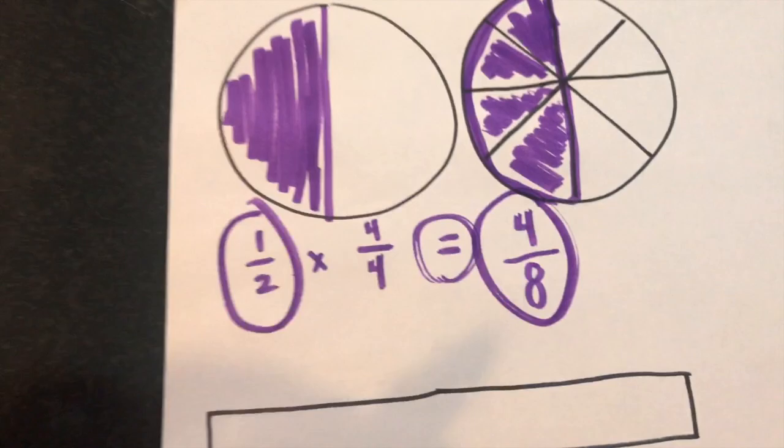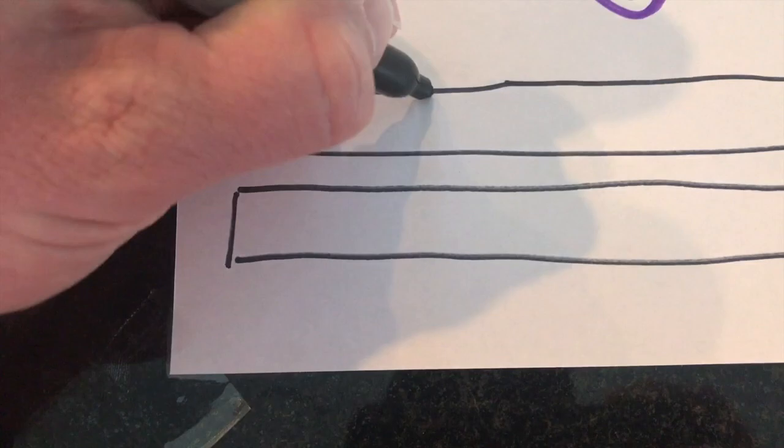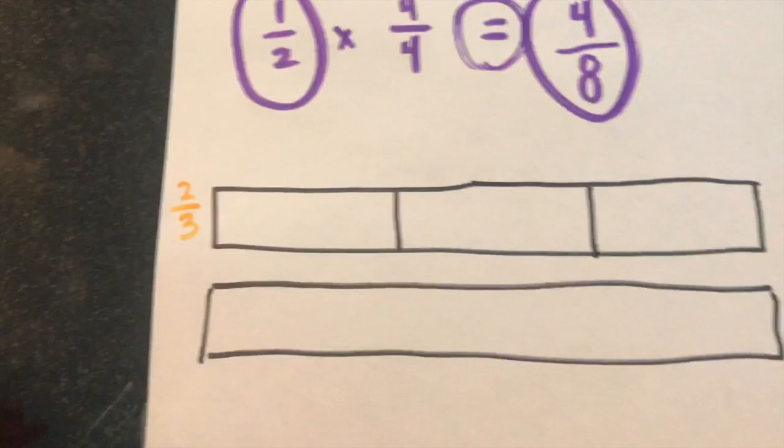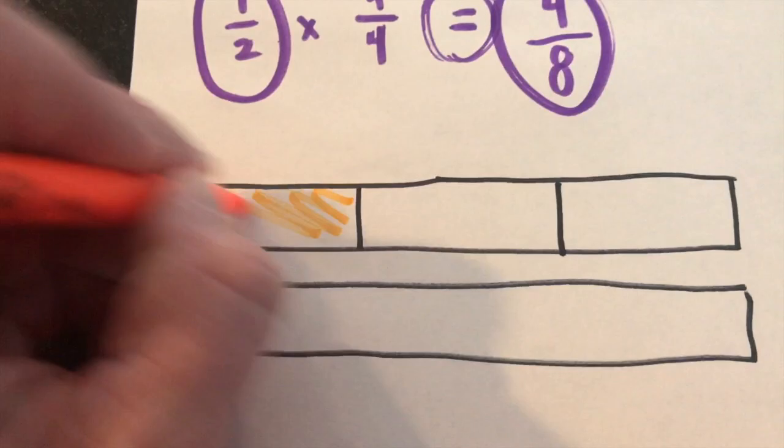All right, let's try another one using squares. And down here, I'm going to divide this into thirds. 1/3 is another unit fraction. So we did 1/2 up here. Let's do 2/3 down here. If I asked you to shade in 2 parts out of the 3, we've got 1, 2, 3. All we'd have to do is shade in 1/3 and 2/3.